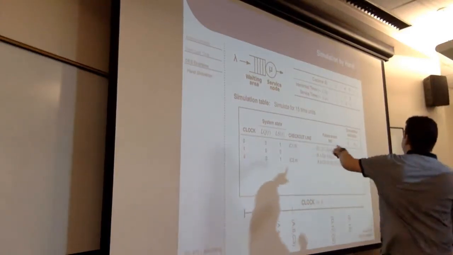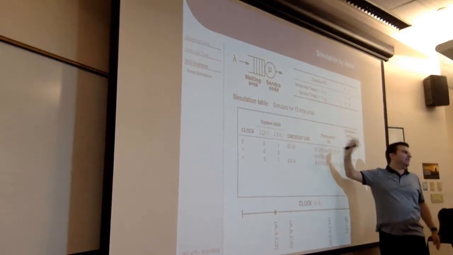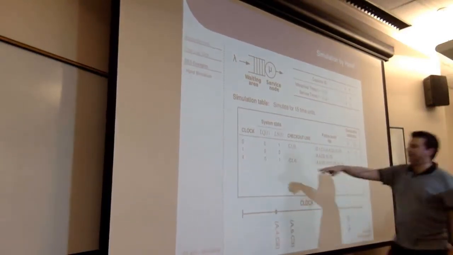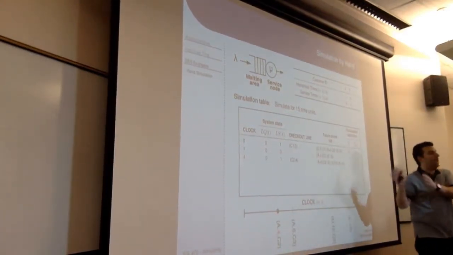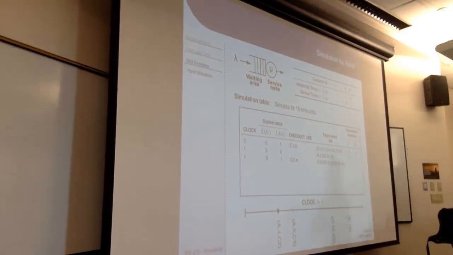Oh, so I see. Okay. This column here is the list of things that have not happened yet. So at time 1, we have these number of events that we know will happen but have not happened. That's why it's the future events.